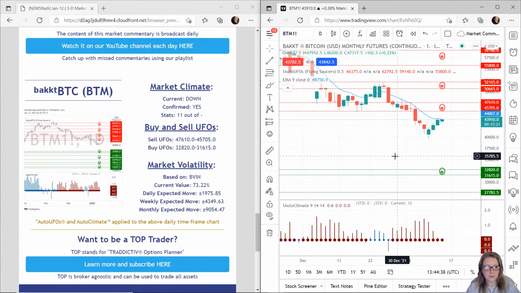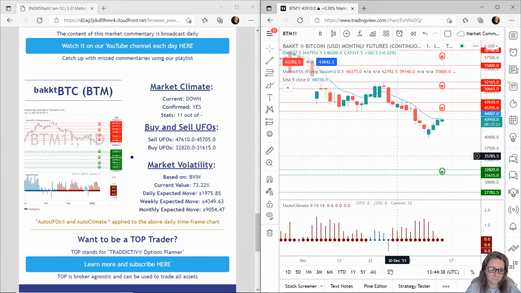So with Bitcoin, we have a thick red dot, probability down. We have sellers above us here at 47,610 to 45,705. We've got quite a bit of room before we hit the buyers at 32,820 to 31,615. So overall, probability down for Bitcoin.